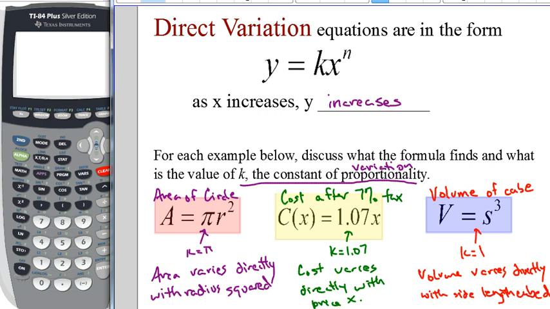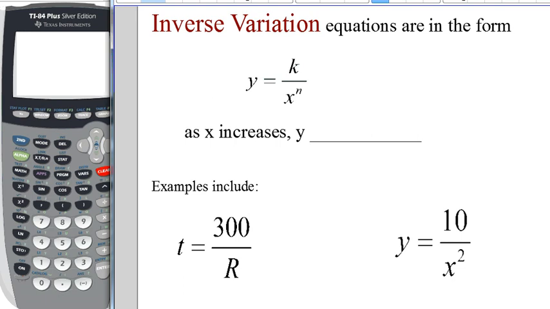All right, let's move on to inverse variation. In inverse variation, the equations are in this form. Instead of taking k times x to the n, we have k divided by x to the n. And in this situation, as x increases, y decreases.